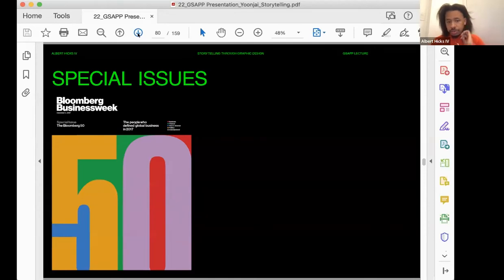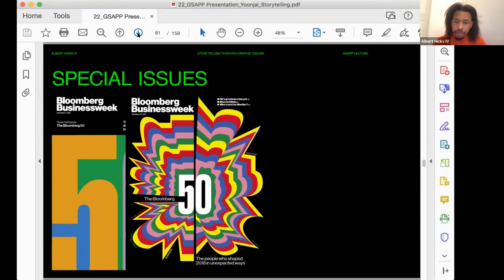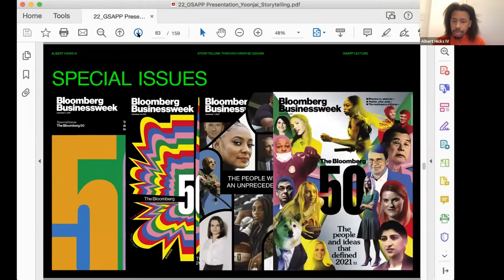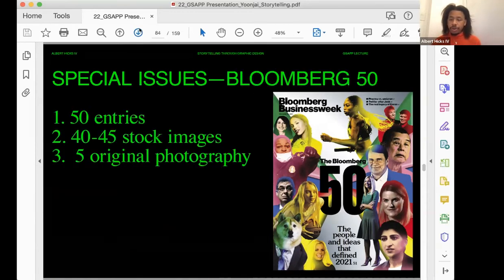Here I'm showing the Bloomberg 50, which happens each year, and it highlights 50 people who defined that year. This is the cover from 2017. This is the cover from 2018, 2019, and then 2020, and then this one's 2021. And I worked on 2021, and it is interesting because there are three parts to Bloomberg 50. There are 50 entries, and there are 40 to 45 stock images of these 50 people. And there's about 5 original photography.